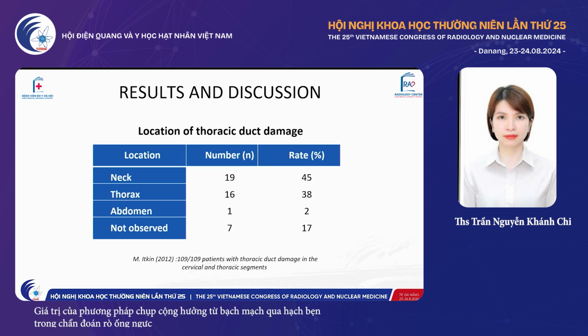About the location of thoracic duct damage, we observed that the highest incidence of leakage locations are the cervical and thoracic segments, with 19 and 16 patients respectively. It is in line with the finding of Maximilian in 2012.